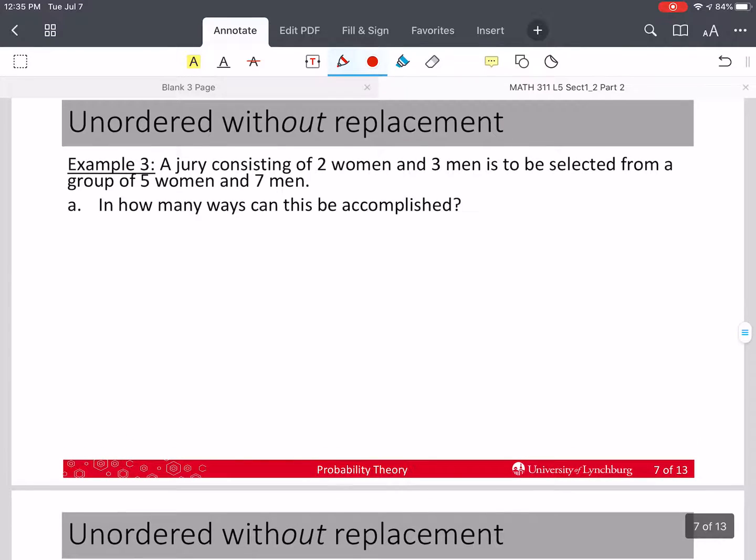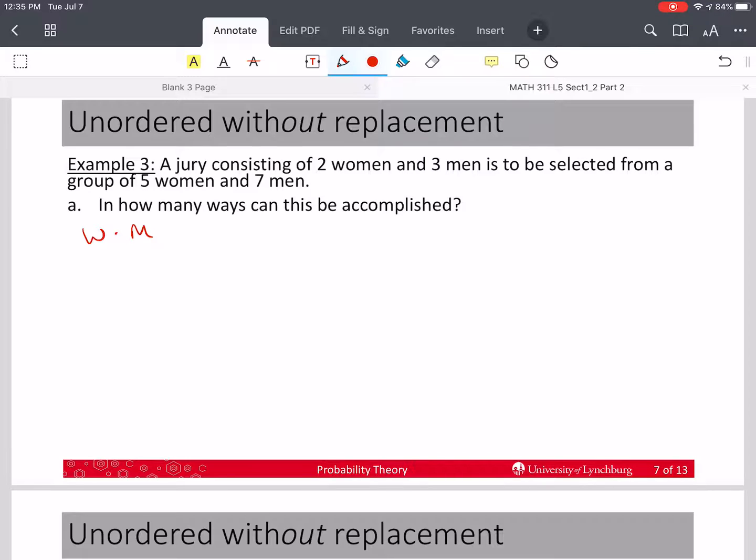Let's say that we want to randomly select a jury that consists of 2 women and 3 men out of a group of 5 women and 7 men. So how many ways can we do this? Well, we're going to use the multiplication rule. We're going to have to multiply the number of ways that we can choose women times the number of ways we can choose men.